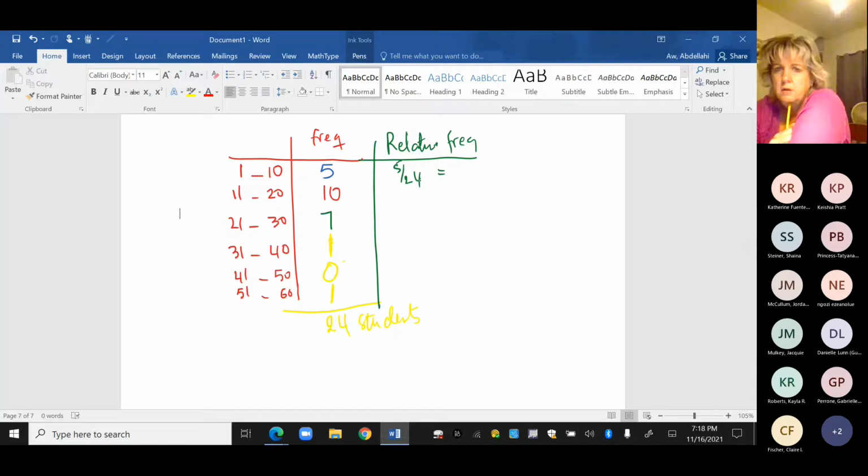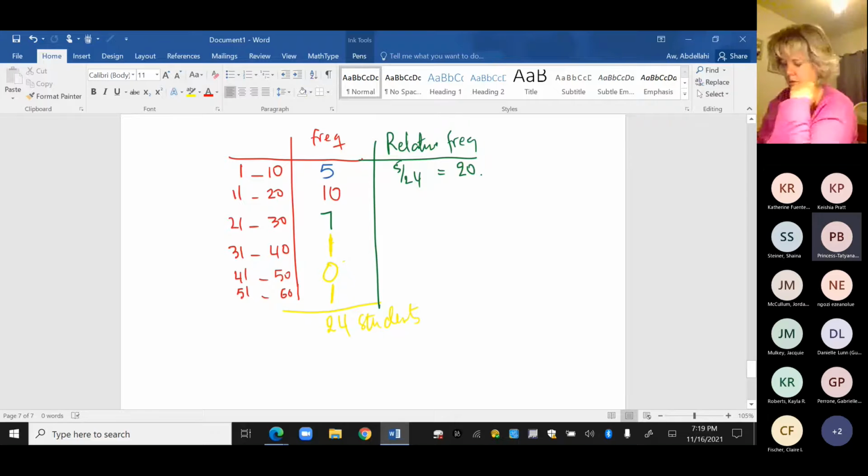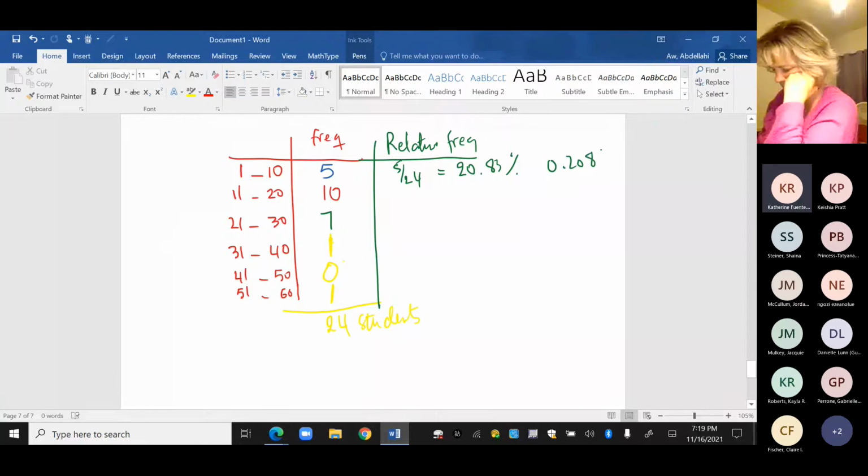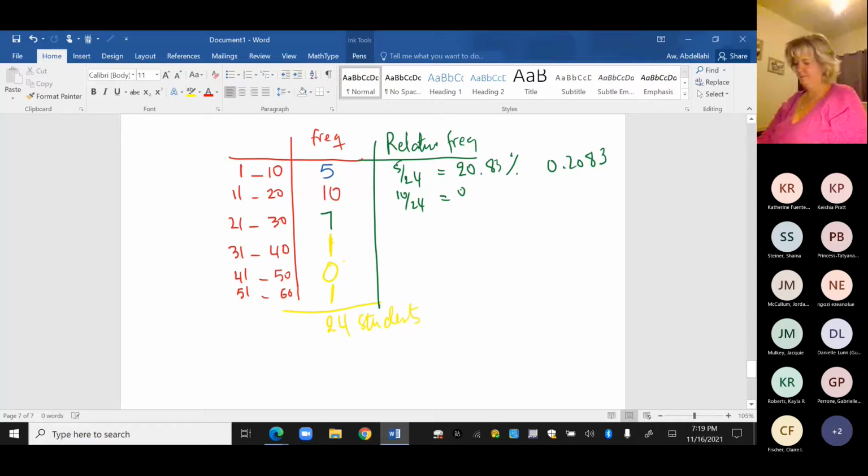5 over 24 gives about 20.833, right? 20.83%. Or you can write 0.208. Okay, and then this is 10 over 24 for the next one. That is 41.6667, right? This is 0.4167, which is about 41.67%.